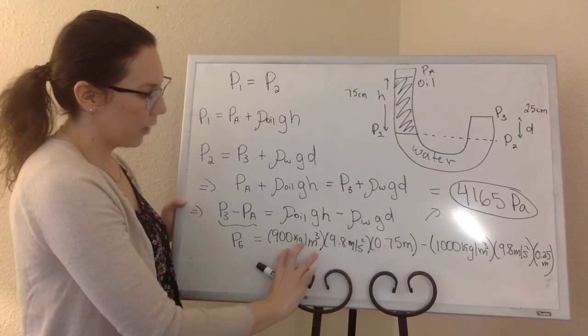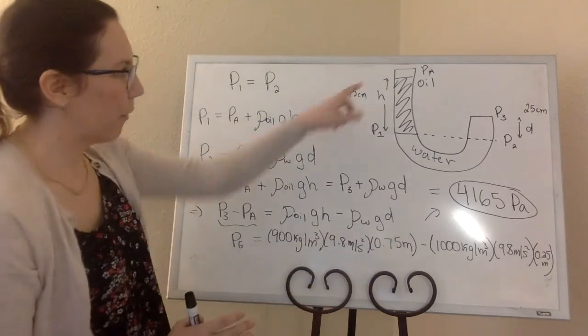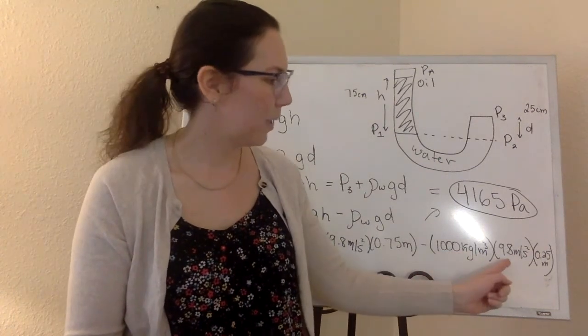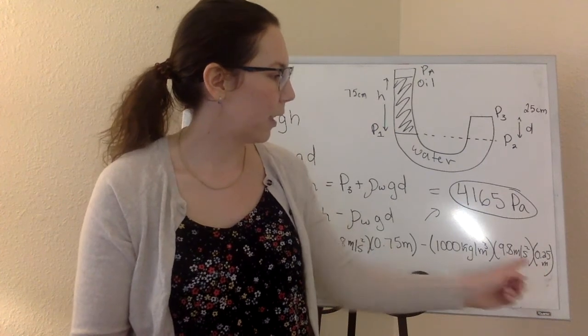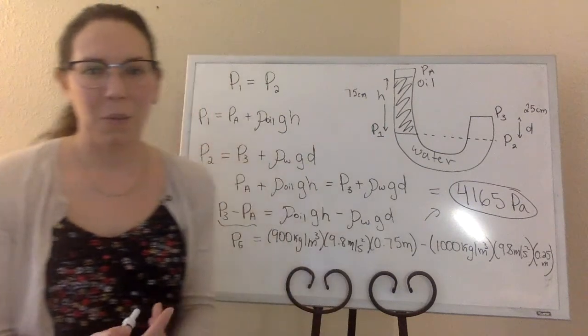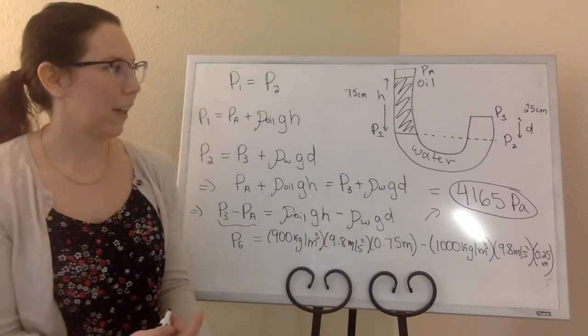So we have 900 density of oil, 9.8 meters per second squared times 0.75, this height here, and then 1,000 kilograms per meter cubed, 9.8 meters per second squared, times 0.25 meters. And if you calculate this, I've circled the answer here, you should get 4,165 pascals for that gauge pressure at the closed end.